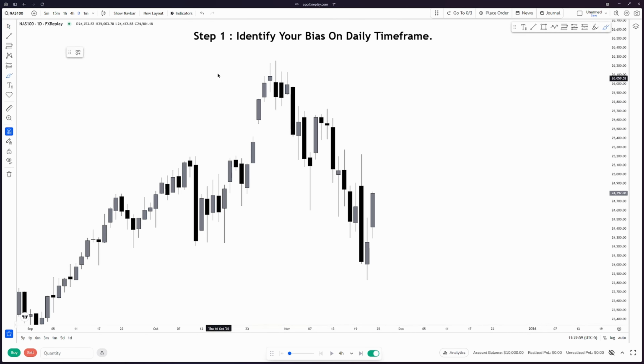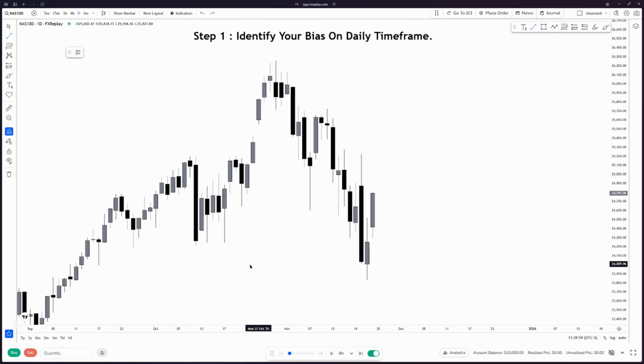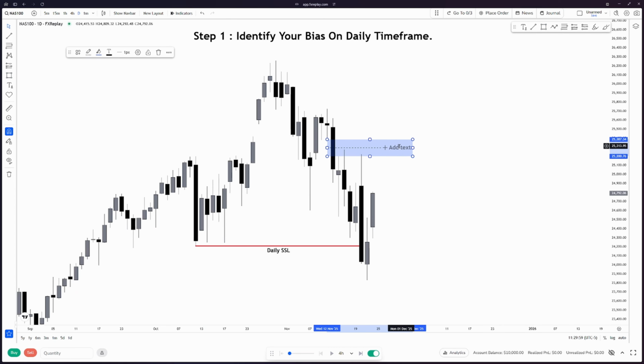So the first step is to identify your bias on the daily time frame. Here, I can see that price has swept a daily sell-side liquidity, which tells us the market is now likely to move to the upside. We also have a daily bearish fair value gap, so we should expect price to at least trade up to rebalance that gap. On top of that, there's a recent high acting as our daily buy-side liquidity target.